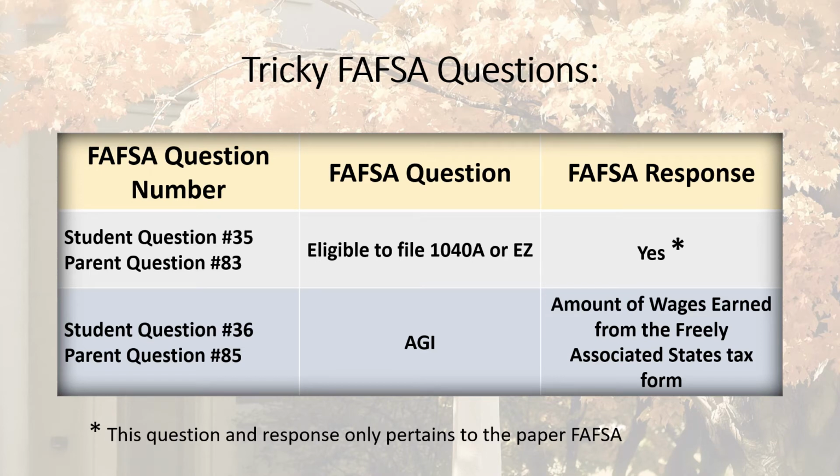Student question 35 and parent question 83 ask if you are eligible to file 1040A or EZ. This question is only on the paper FAFSA. Answer yes. Student question 36 and parent question 85 asks what the AGI, adjusted gross income, is. The answer is the amount of wages earned from the freely associated states tax form.